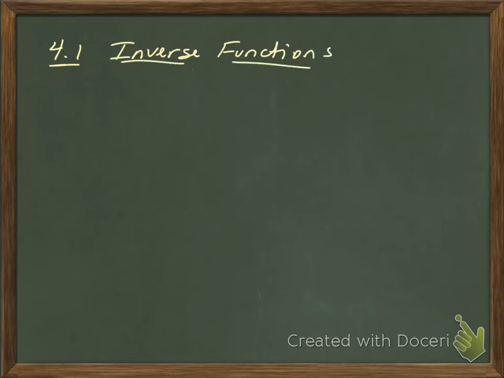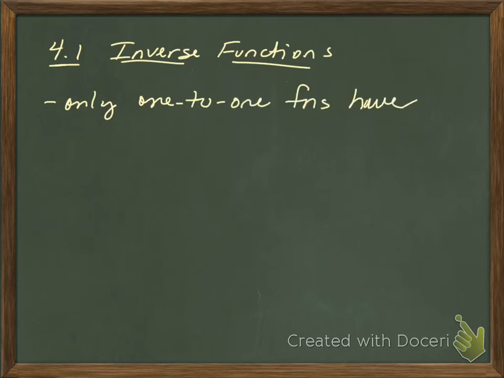Okay, section 4.1 is all about inverse functions. The first thing to note about inverse functions is that only one-to-one functions have inverses. So it becomes very important to be able to determine which functions are one-to-one, and there are different ways to do that.